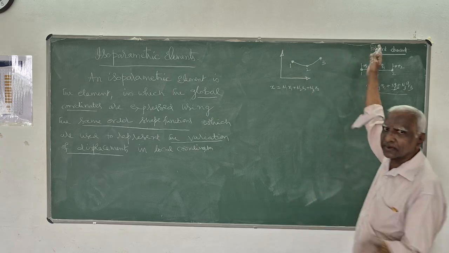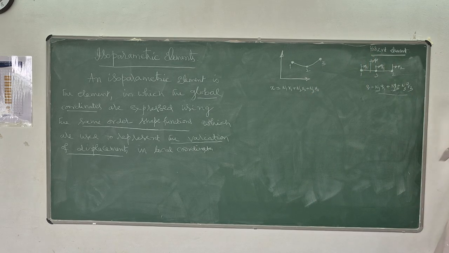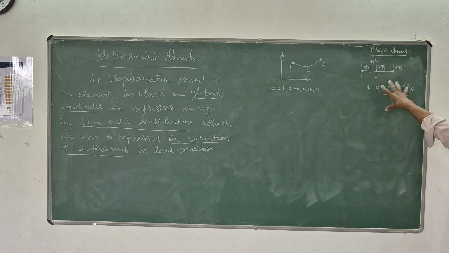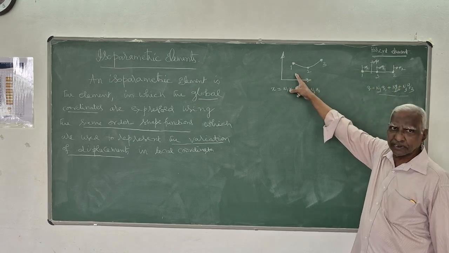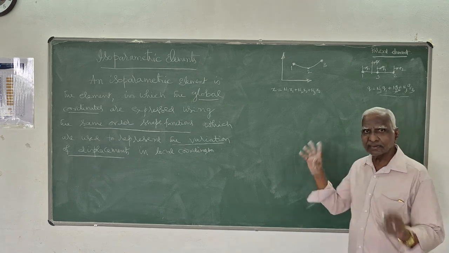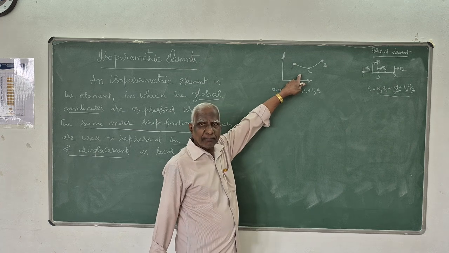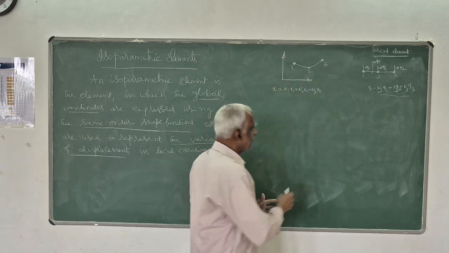Naturally, it is a distorted type of element. It won't be perfectly straight like the parent element. If you transform that using the same shape function into the global coordinates, then you get some distorted shape, and this element is called an isoparametric element. That's all it is.